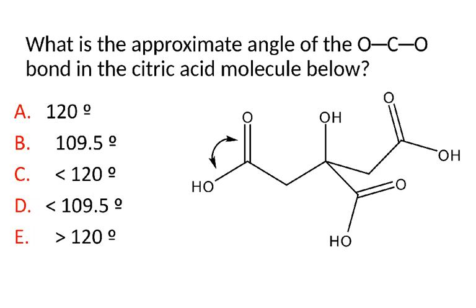Couple more practice for you. What is the approximate angle of the indicated oxygen-carbon-oxygen bond in the citric acid molecule below? So our carbon here has 3 groups, no lone pairs, which means our shape is going to be trigonal planar. And that also means that our bond angle, you would start with 120 degrees. Because there are no lone pairs present, nothing should push it drastically out of shape. So the answer is A, 120 degrees.